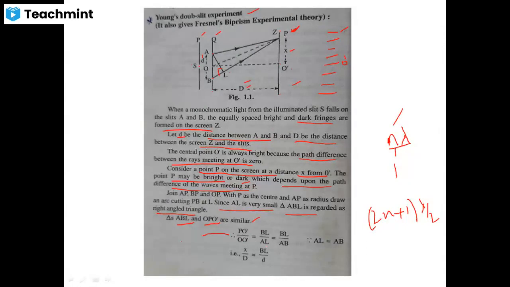This we can take as PO dash divided by BL equals OO dash divided by AL. Just take it in this form.